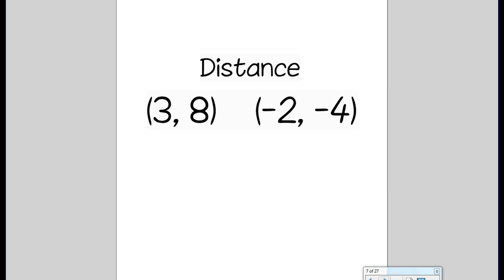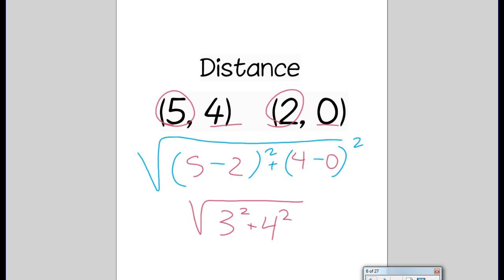Oh, yeah. 5 minus 2 in the calculator. And then, am I supposed to square that part too? Yeah, 5 minus 2 squared plus, parentheses, 4 minus 0 squared. Good. Enter. Yay, good job, Paige. All right, next one.